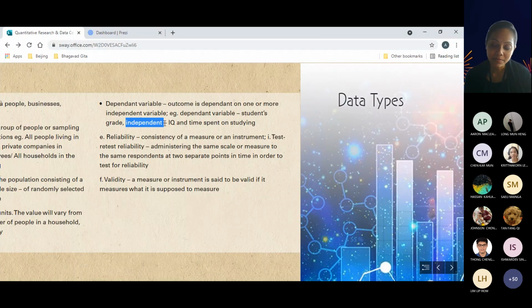Is that clear? Yes, miss. Okay, so now tell me which is dependent on which. Extra class is dependent on the grade or grade is dependent on extra class? Grade is dependent on the attendance of the extra class. So the grade is dependent on your attendance of the extra class. So your attendance of the extra class is dependent or independent? Independent. So your grade is dependent. And this is the meaning of dependent variable and independent variable. Is that clear?